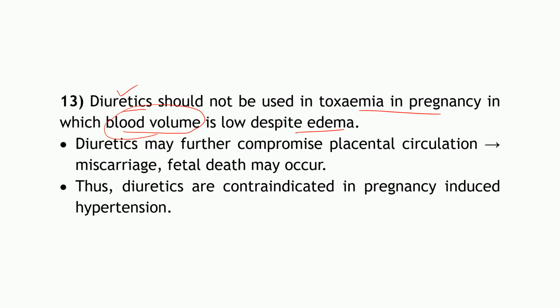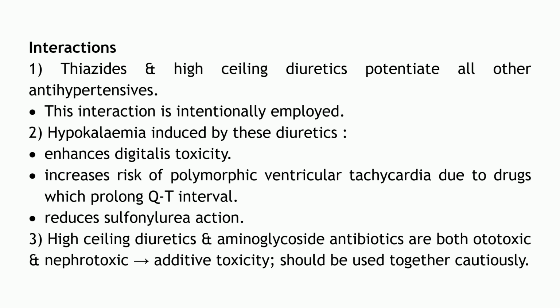So this will result in compromise of the placental circulation. So the circulation to the fetus may get affected, and miscarriages or fetal death may occur. Okay. So this is the reason why diuretics are contraindicated during pregnancy. So you should not go for diuretics in case of hypertension in pregnancies. So these are the complications.